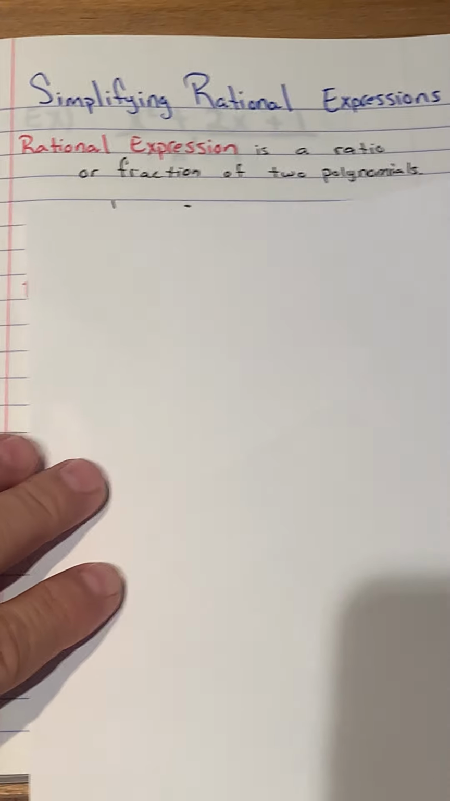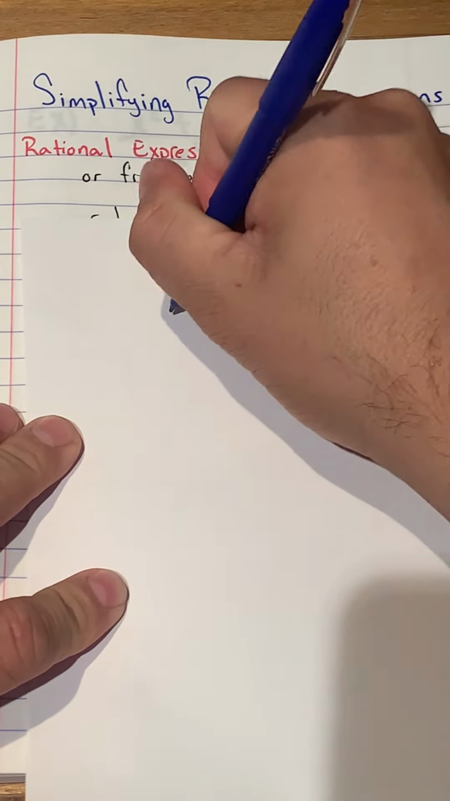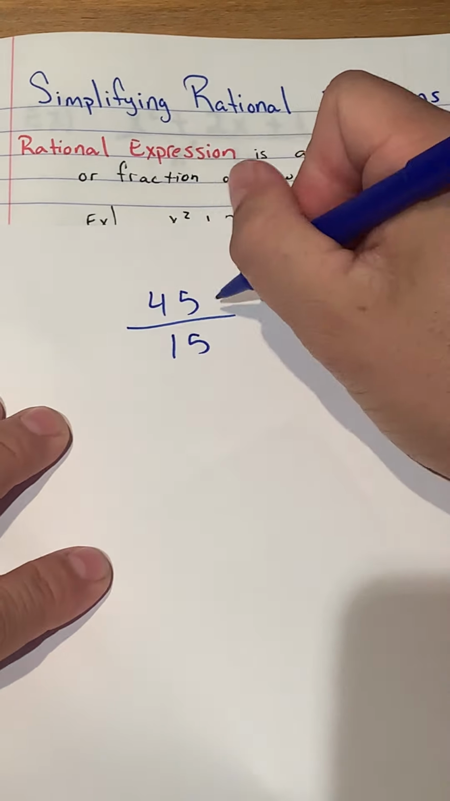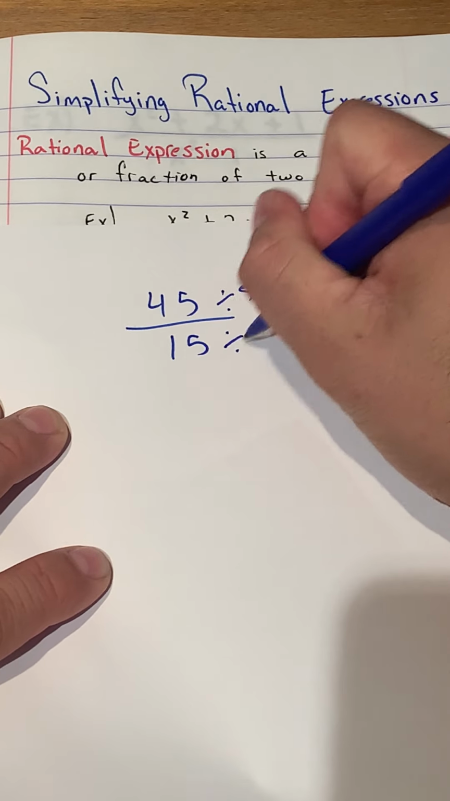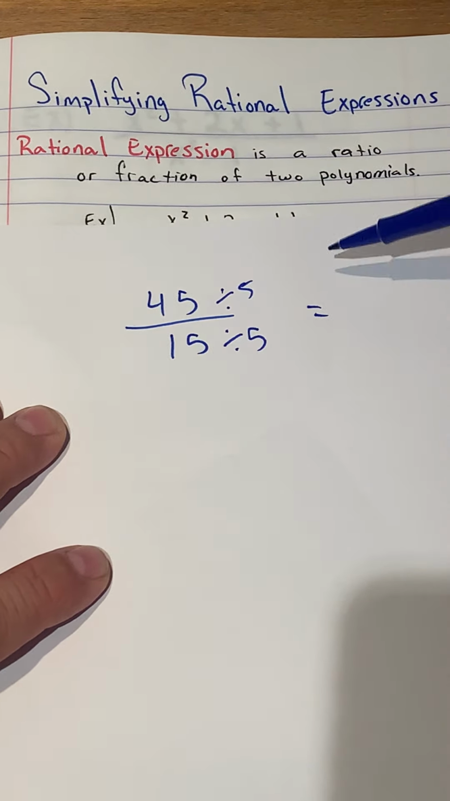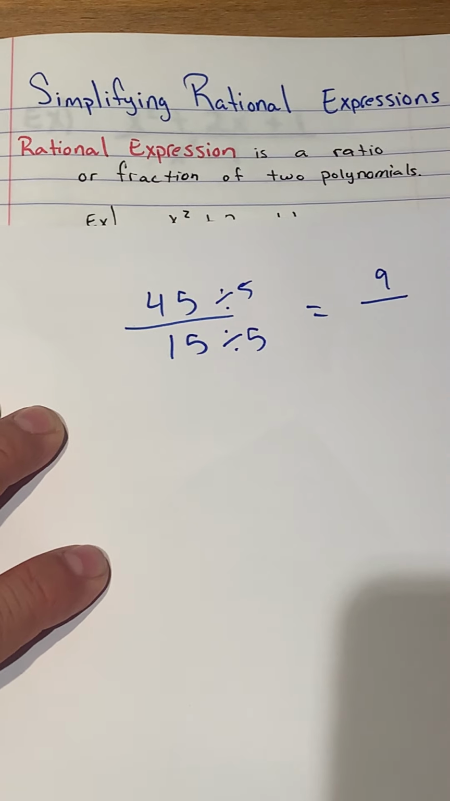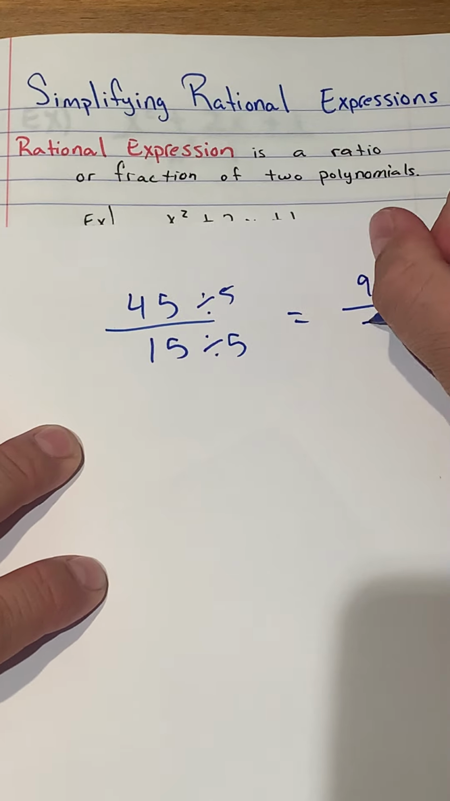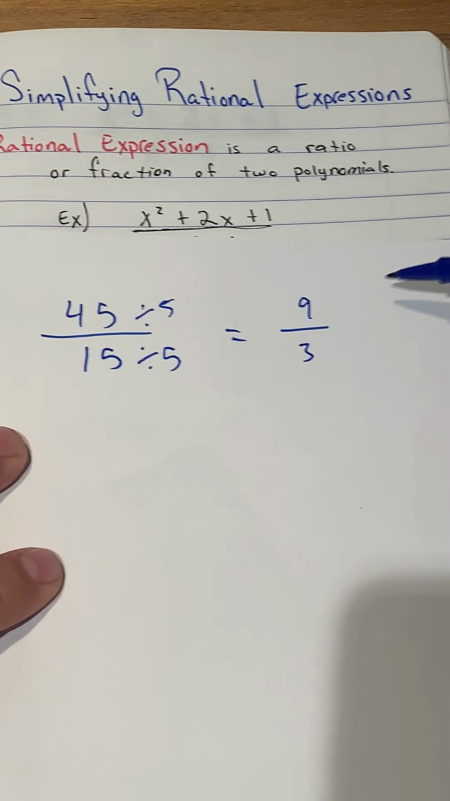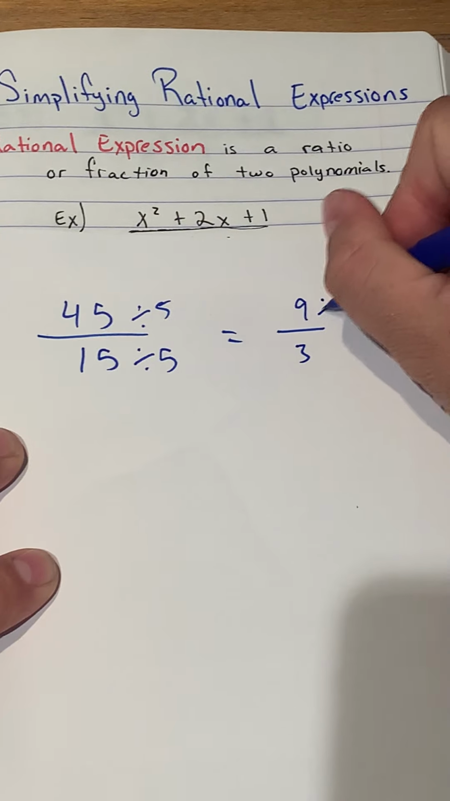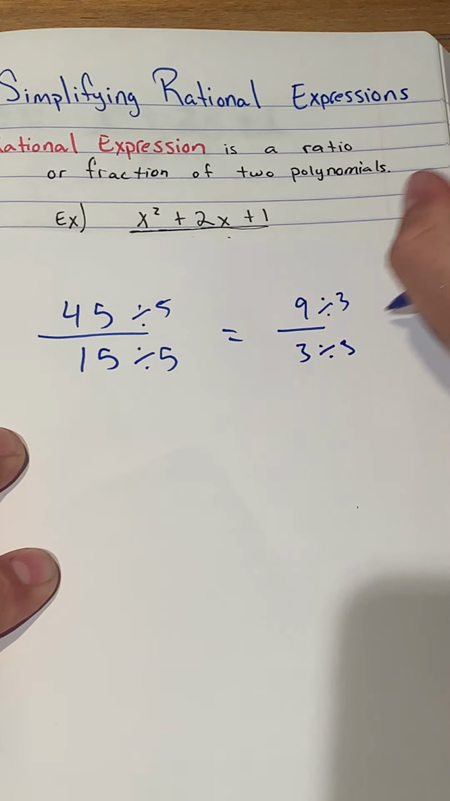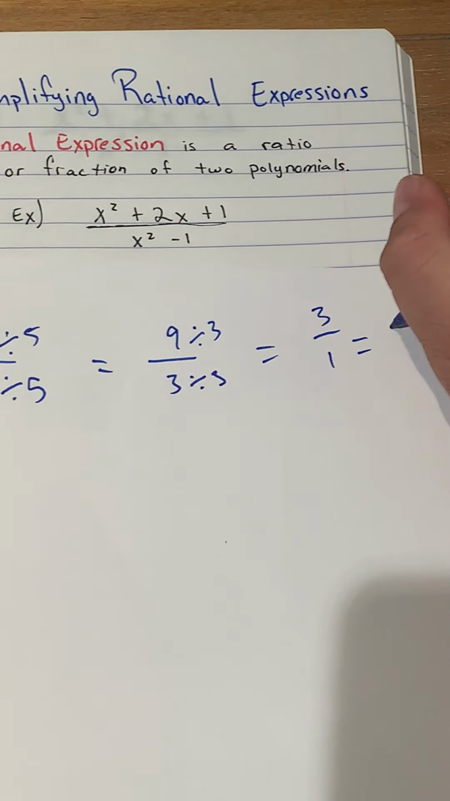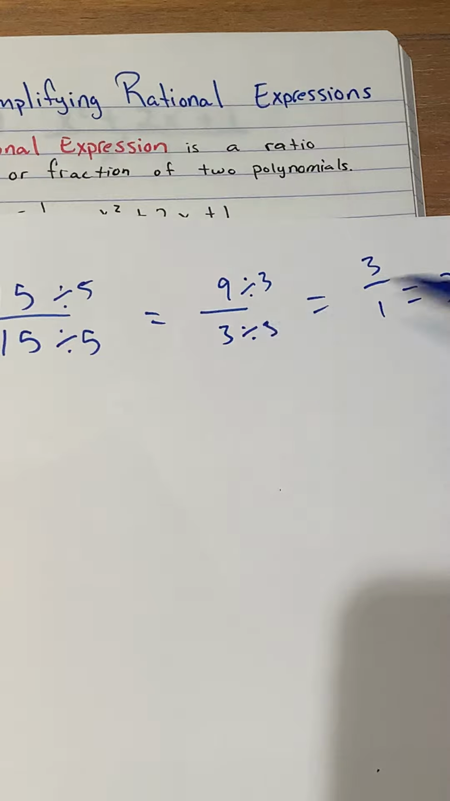So let's say we have 45 divided by 15. This is just another quick example of how to look at it. If we divide this by 5 and we divide this by 5, what do we get? 45 divided by 5 gives me 9, and 15 divided by 5 gives me 3. What else do we know? We could divide 9 divided by 3 and 3 divided by 3, which is 3 over 1, which is also just 3. So we're going to be doing something similar to this.